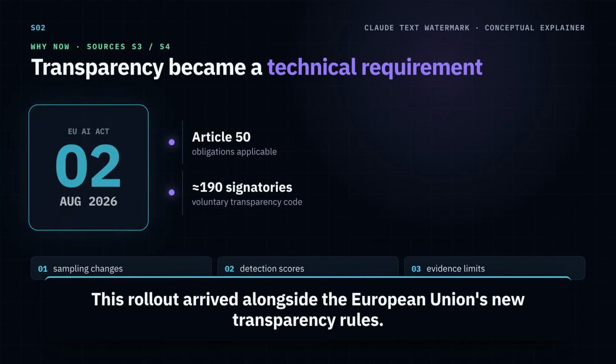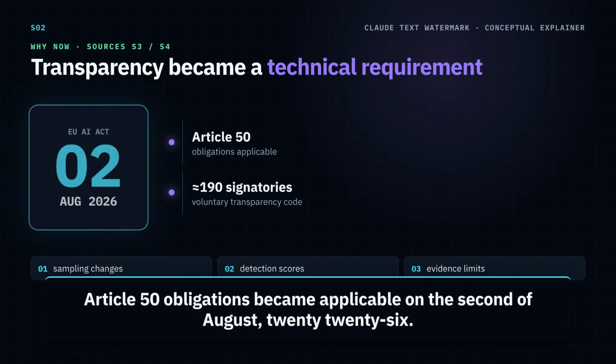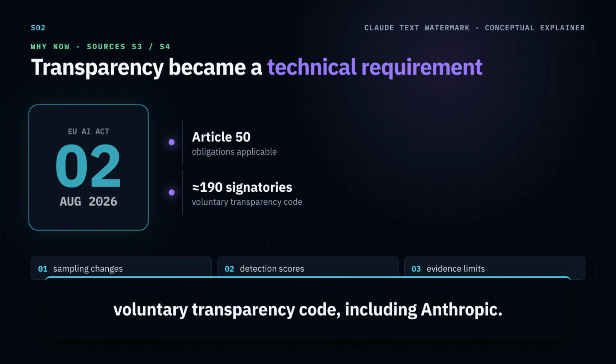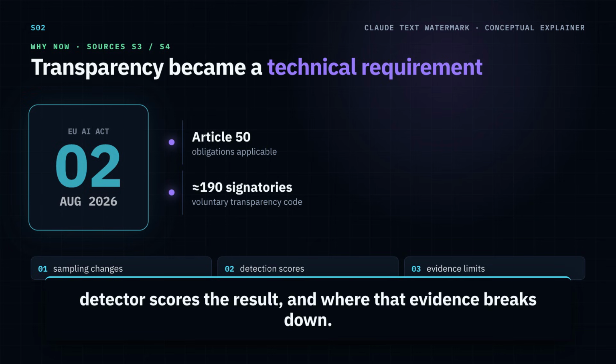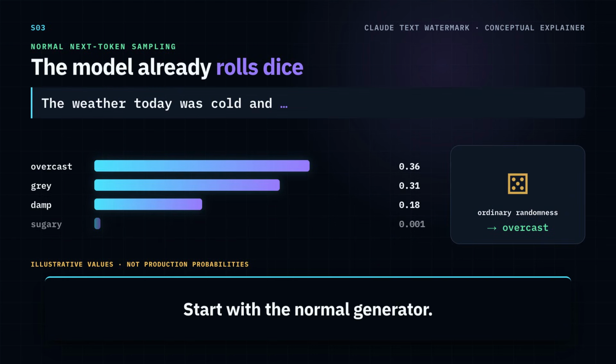This rollout arrived alongside the European Union's new transparency rules. Article 50 obligations became applicable on the 2nd of August, 2026. By the end of July, about 190 organizations had signed the Voluntary Transparency Code, including Anthropic. In the next few minutes, you will see how the sampling changes, how a detector scores the result, and where that evidence breaks down. Start with the normal generator.